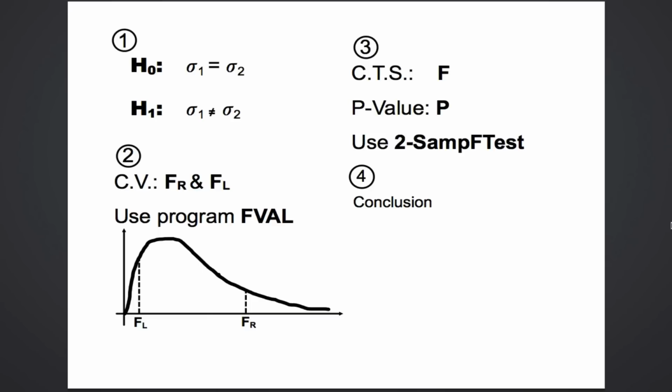The conclusion will be that if H0 is valid, we assume the two population standard deviations are equal. And if H1 is valid, then we assume that the two population standard deviations are different. Let's look at an example.